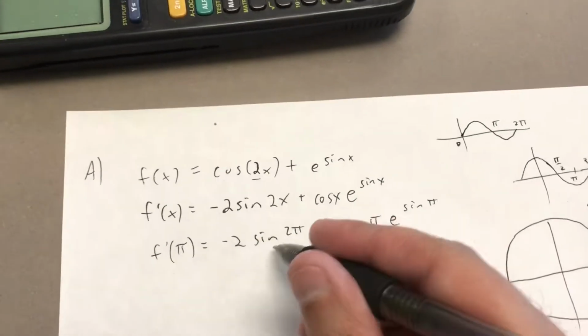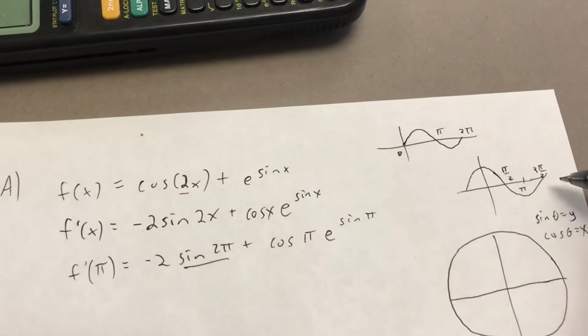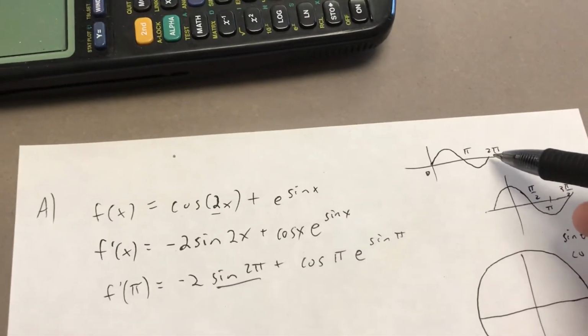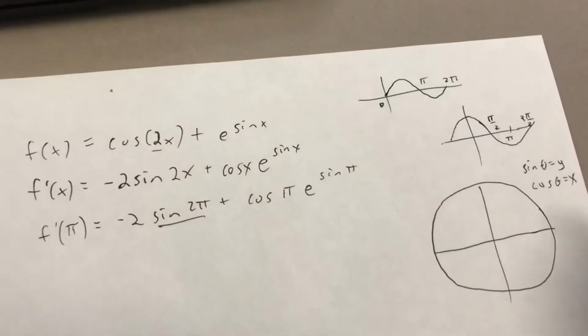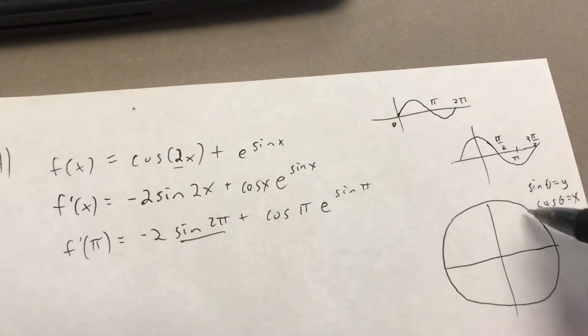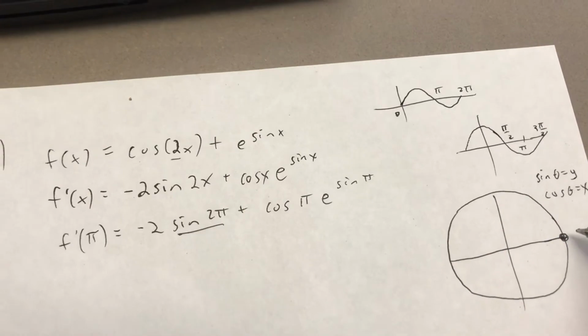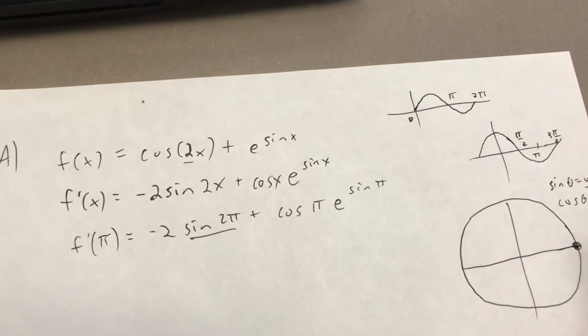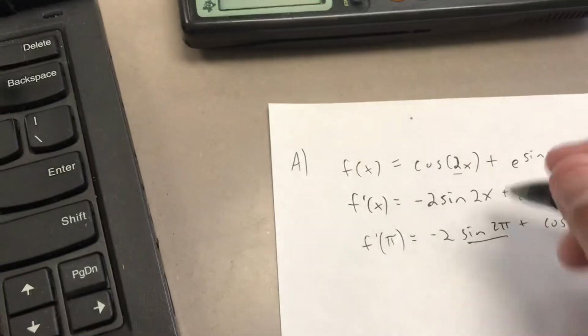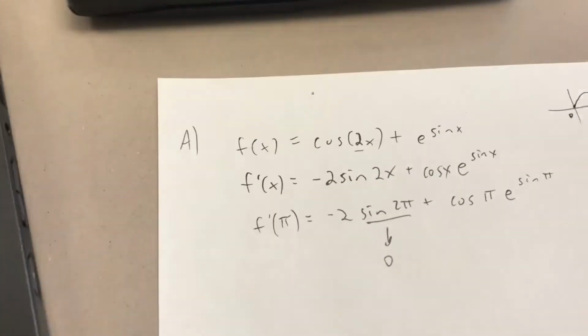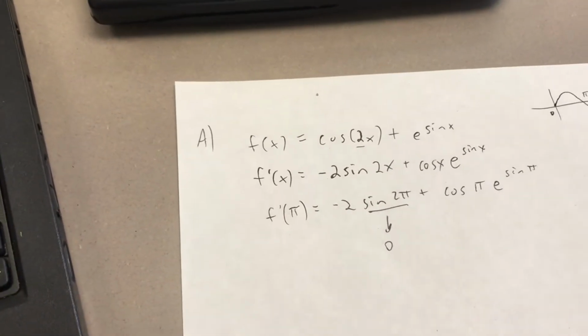Okay, starting out, sine of 2 pi. So I would just think about the sine graph. Sine of 2 pi is going to be 0. Or you could go to the unit circle. 2 pi is 360 degrees, and so that'll come back around to this point right here. You want the y-coordinate. The y-coordinate is 0. So this whole thing here is going to become 0.